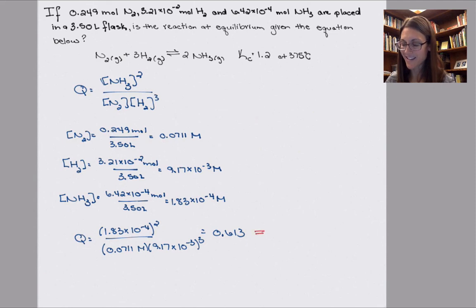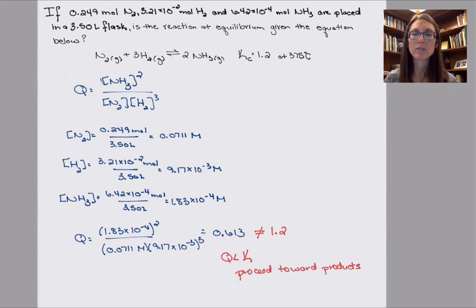That is not equal to 1.2. And so since it's not the same, it's not at equilibrium, and I see that Q is less than K, which means I'm going to have too much of the nitrogen and the hydrogen, too much of the reactants in the denominator. And so in order for this reaction to move toward equilibrium, some of those reactants are going to need to form products. And so this reaction will proceed toward the product side on its quest to achieve equilibrium.